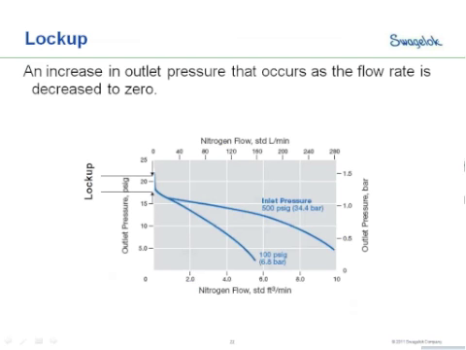Another thing to be aware of in our flow curves is lockup. And lockup is what occurs as we go from a flowing situation to a zero flow situation. So we're traveling on our flow curve from right to left, and as we approach the zero flow line, or the vertical axis, we have a sudden spike in pressure. And that spike in pressure is called lockup.